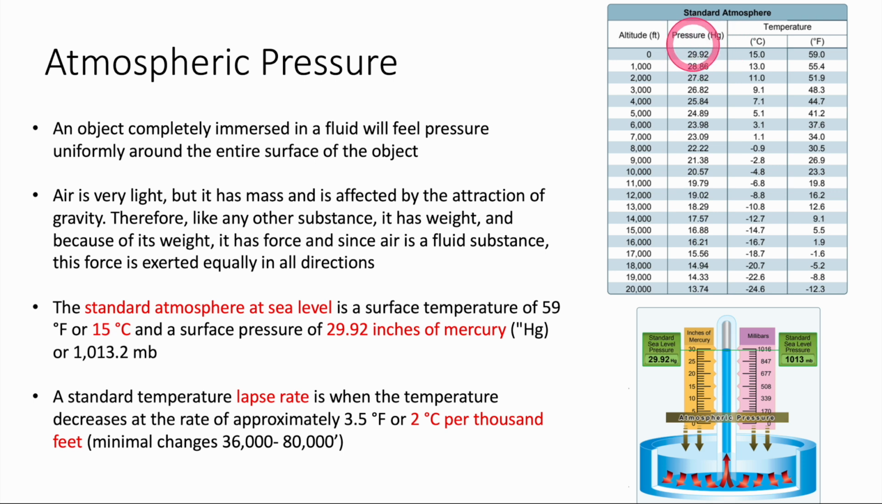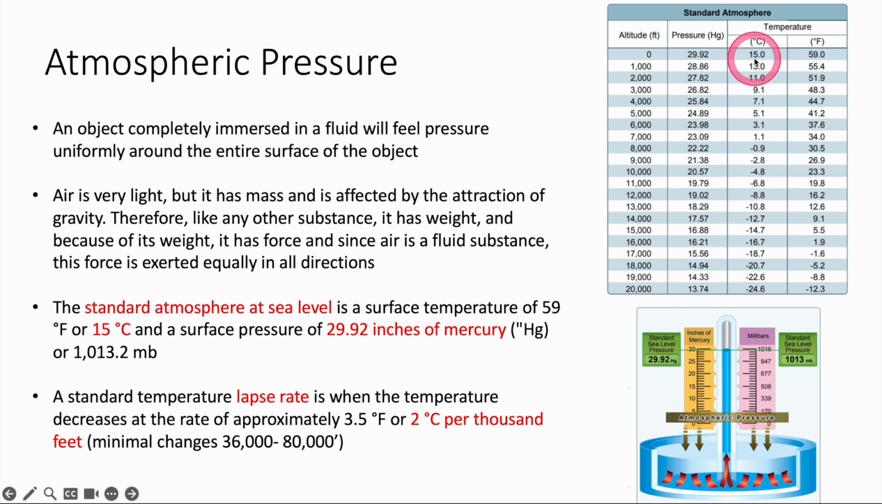So at least in the US, we measure pressure in inches of mercury. Standard at sea level is 29.92. Really, I just want you to look at how the numbers decrease as you go up in altitude. So at 20,000 feet, it's more than half of that pressure. So it's 13.74 inches of mercury pressure.